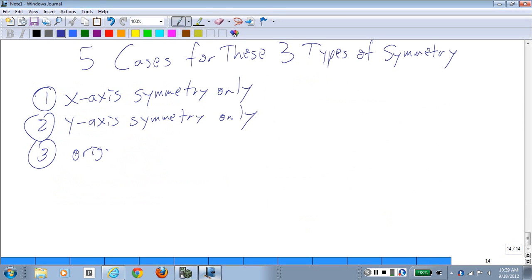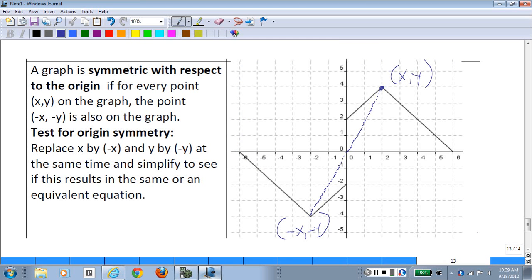3. Origin symmetry only. It's possible for a graph to have origin symmetry without having either x or y-axis symmetry. And I think this is such a case. Does this graph have x-axis symmetry? If we march directly across the x-axis, we're missing the image of that point. Does it have y-axis symmetry? No. If we march directly across the y-axis, we're missing that point. So it doesn't have x-axis, doesn't have y-axis. Origin symmetry only.